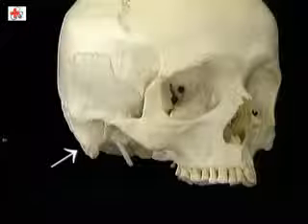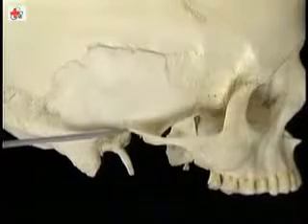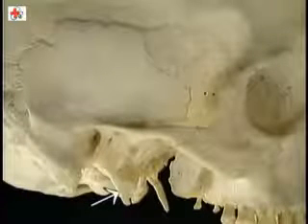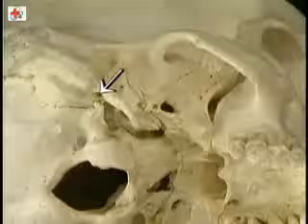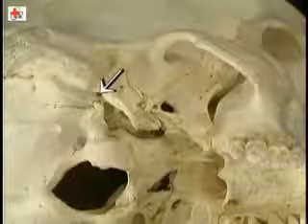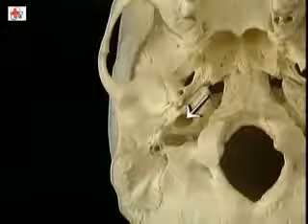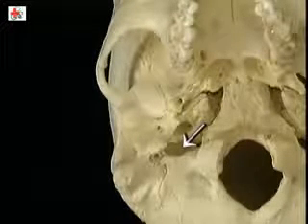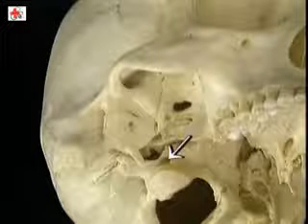Here are the mastoid process, the zygomatic arch, and the surface for the temporomandibular joint. Here's the external auditory meatus and the styloid process. The stylomastoid foramen, the carotid canal, the jugular foramen, and the hypoglossal canal.